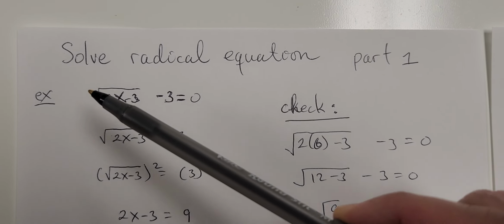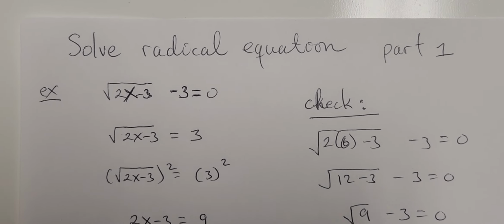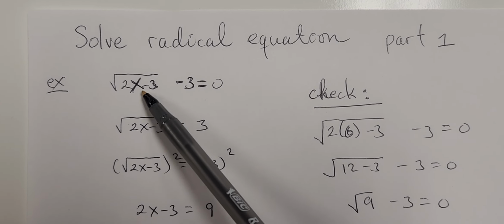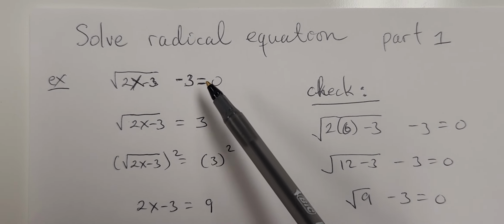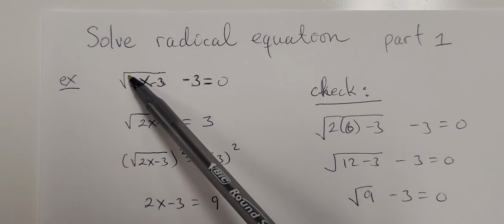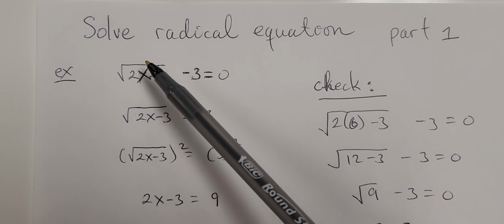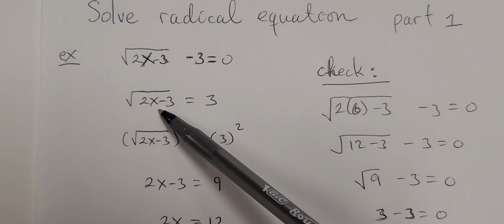This lesson is Solve Radical Equation Part 1. Here is our first example. I have square root of 2x minus 3 equals 0. Make sure that the radical is by itself before we can solve.